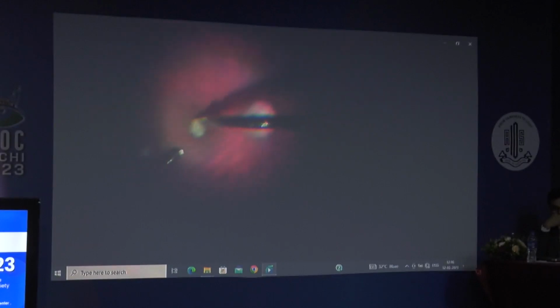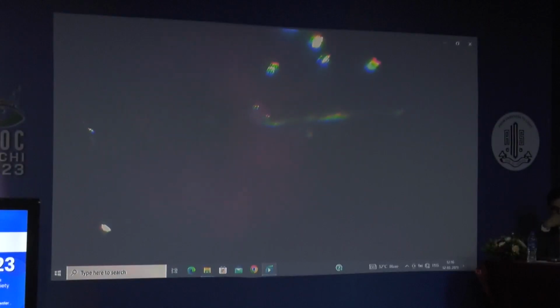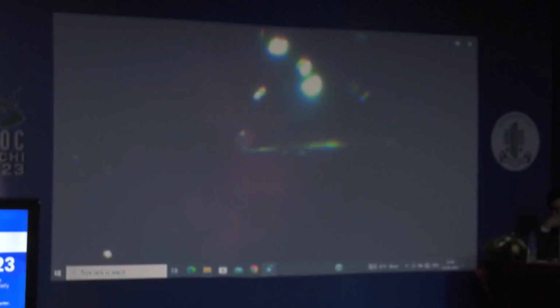Usually I do a barrage laser all around the graft area.